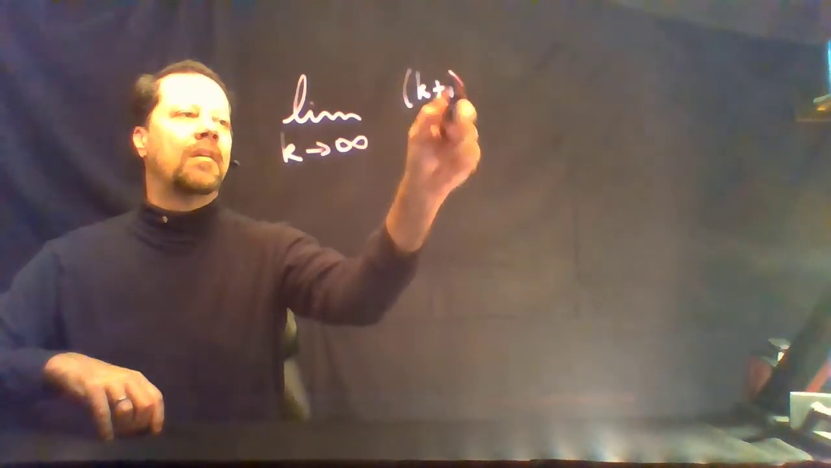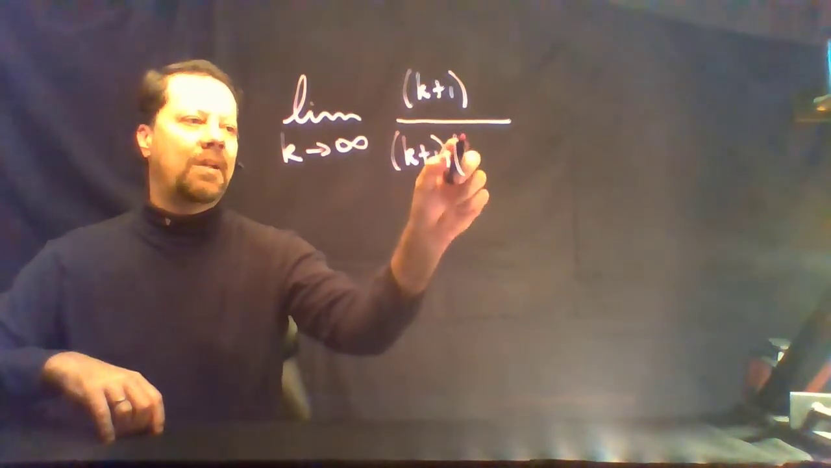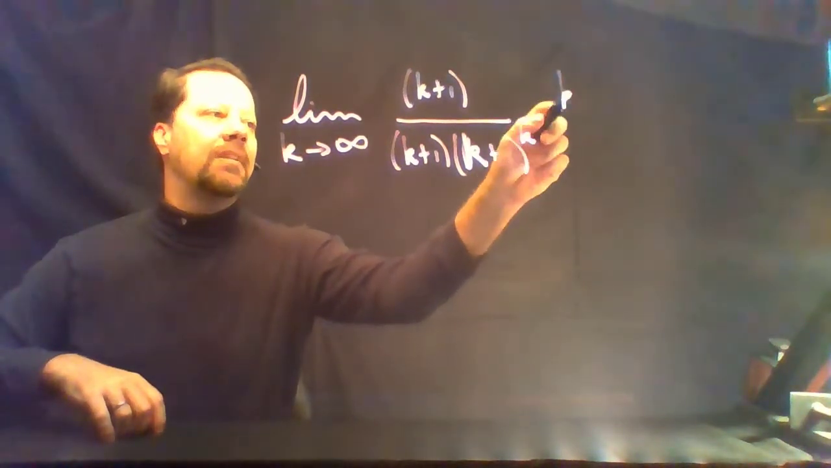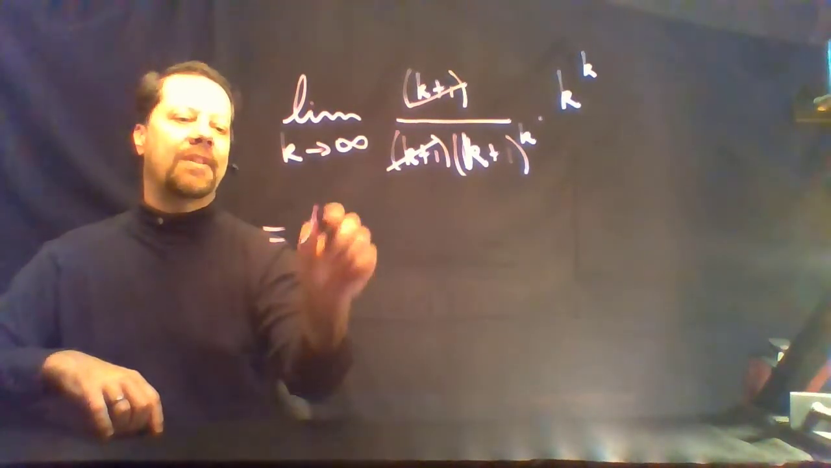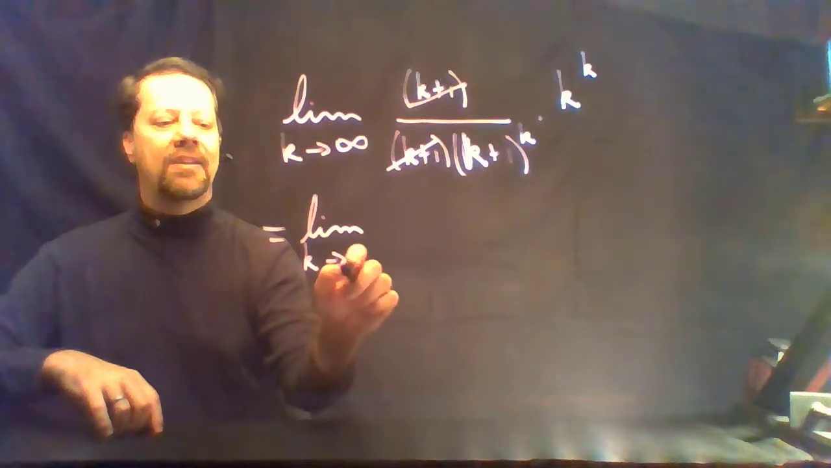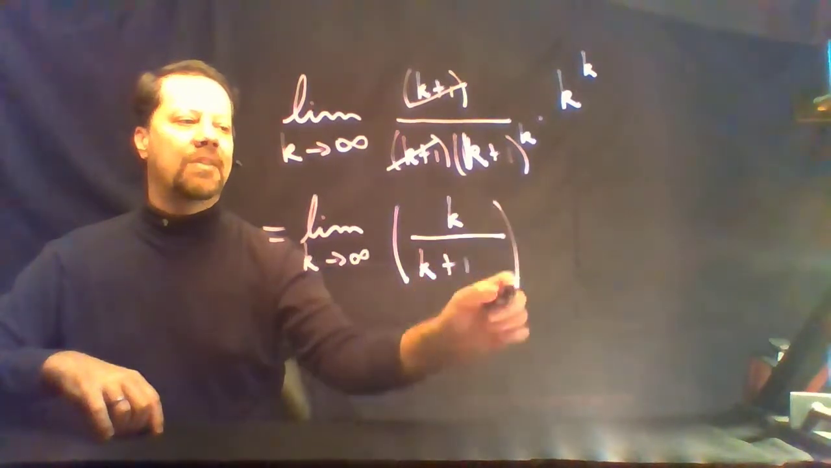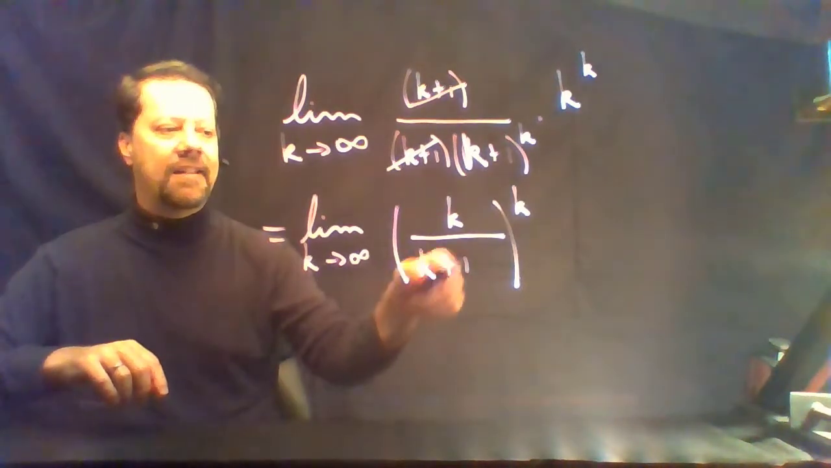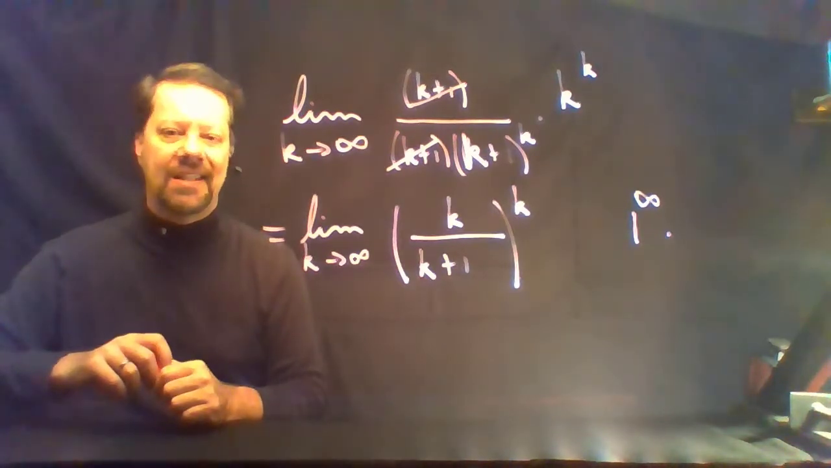We're going to have the limit as k goes to infinity, k plus 1 over k plus 1 times k plus 1 to the power k times k to the k. This k plus 1 cancels, and we're left with the limit as k goes to infinity of k over k plus 1 to the power k. As you can see, as k goes to infinity, this goes to 1. We have a 1 to the infinity case, which is an indeterminate case.